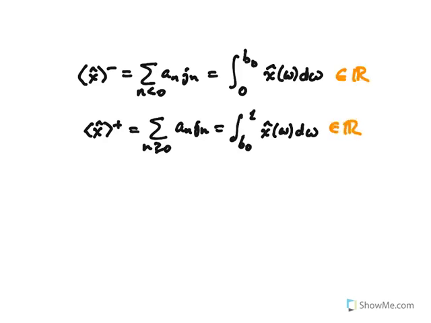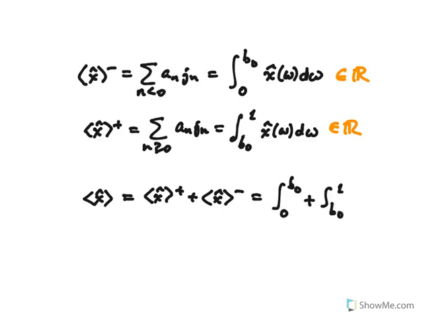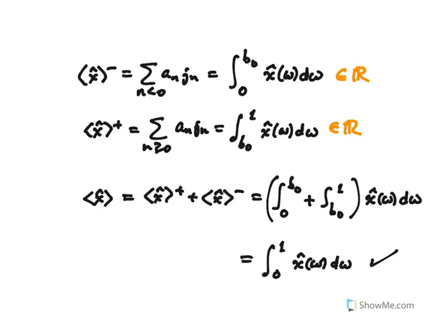Okay, and then finally, the actual expected value is just the sum of those two. So you're basically integrating from 0 to b0, and then again from b0 to 1. And it's the same integrand and the same dummy variable. And we know that that just gives us this integral here. Okay, so that gives us the correct formula. That's the proof of the theorem.